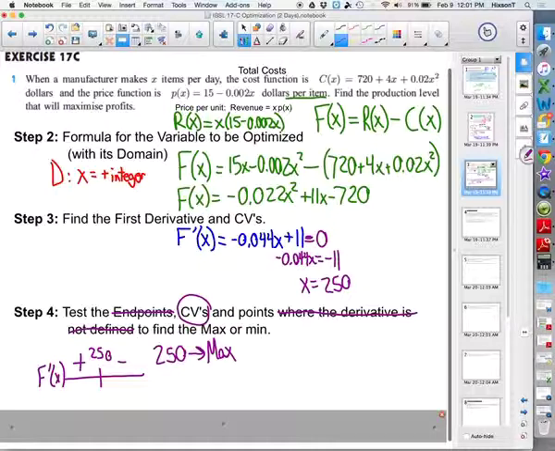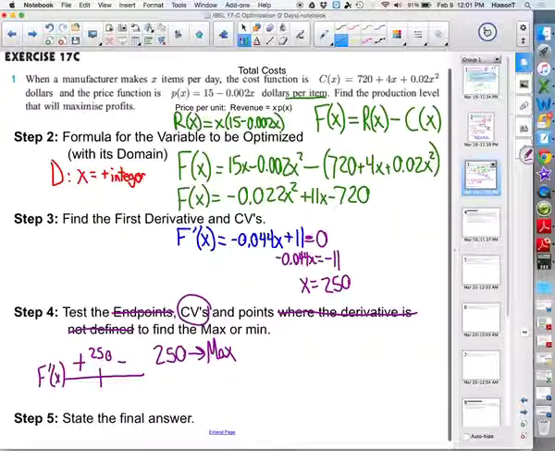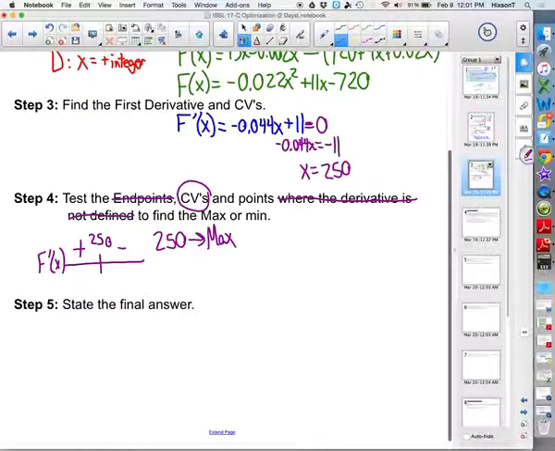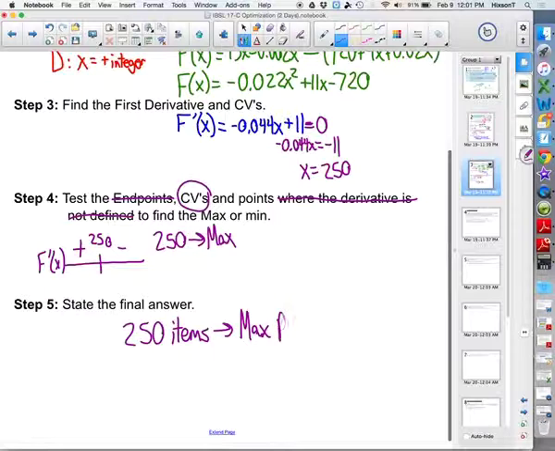So, it says find the production level that will maximize profits. So here, what's our final answer? Well, producing 250 items yields a max profit, and just for extra, I might as well say what that profit is. If we plug in the 250 up here, we can figure out what that maximum profit actually is.